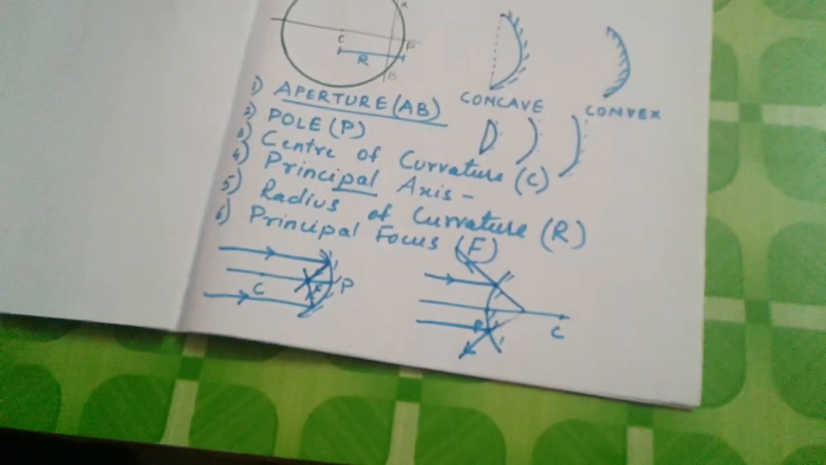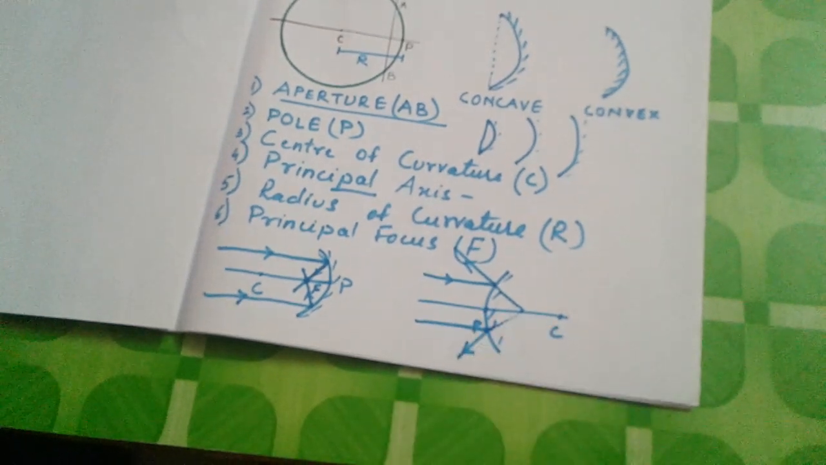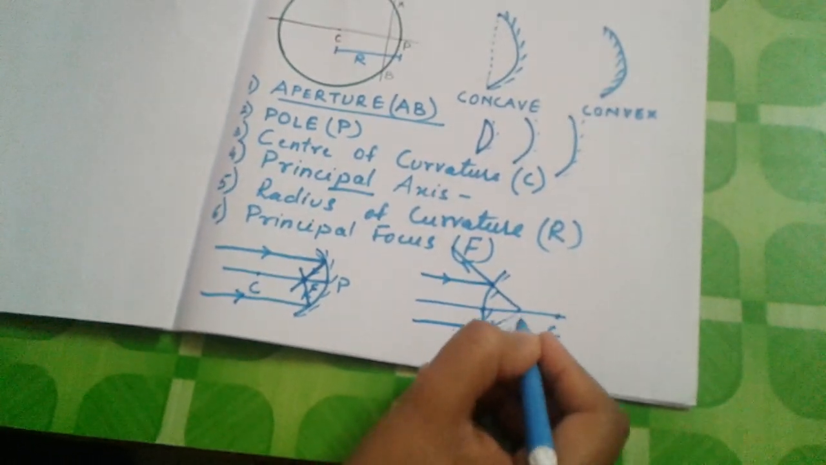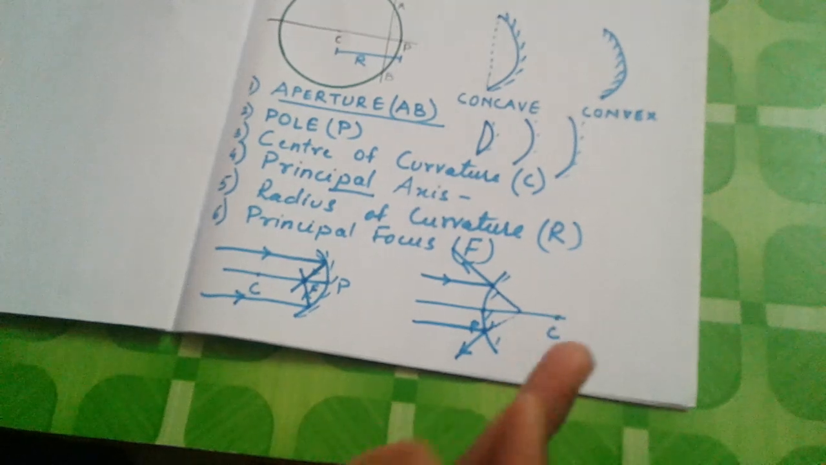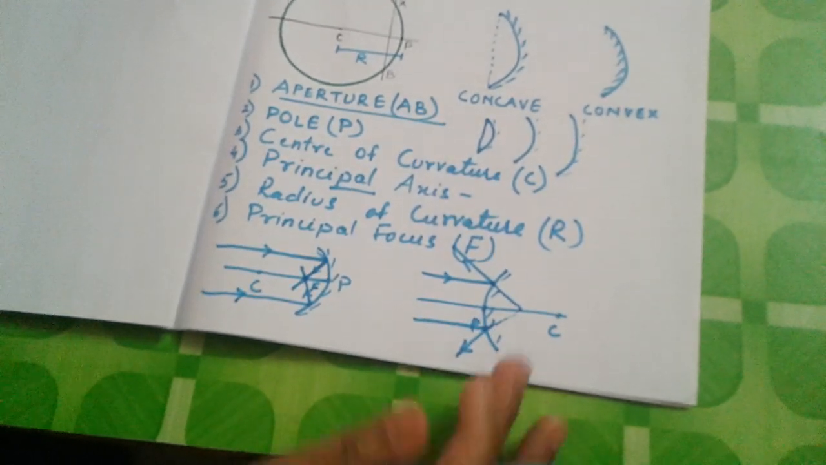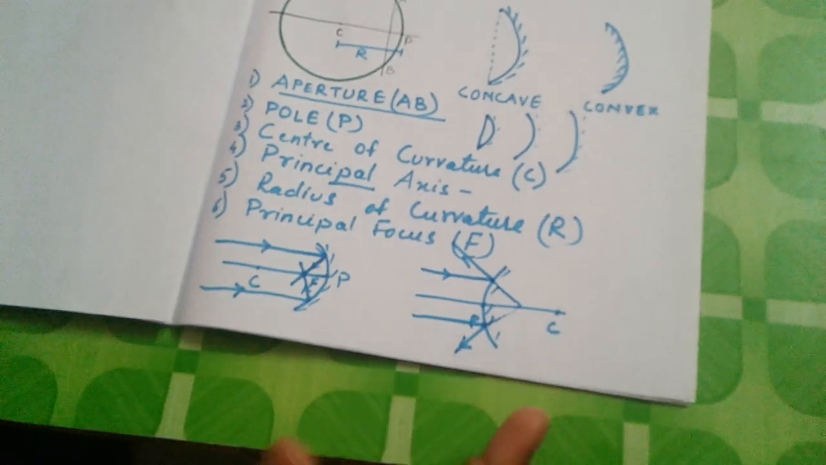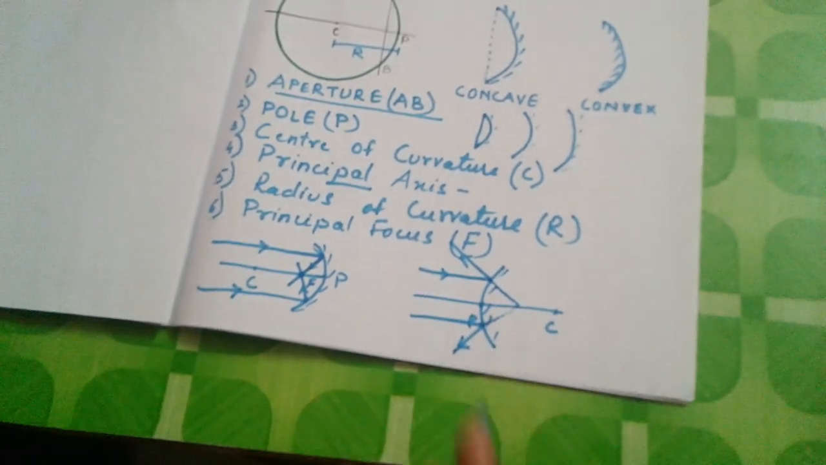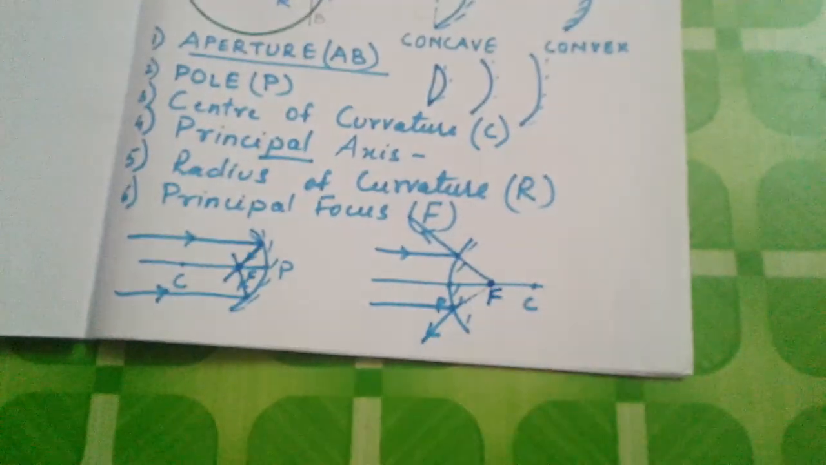somewhere behind the mirror. And this dotted line is telling us what? We have done a construction. That means these are the imaginary rays that we have drawn. Actually these rays are not meeting. They are not supposed to meet. But we have made a construction over here so that these rays meet. So wherever they meet, that particular point is known as principal focus.